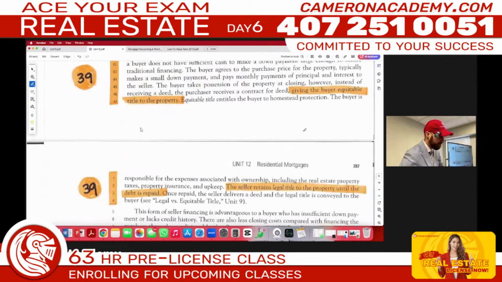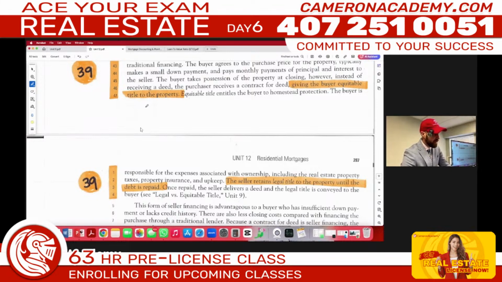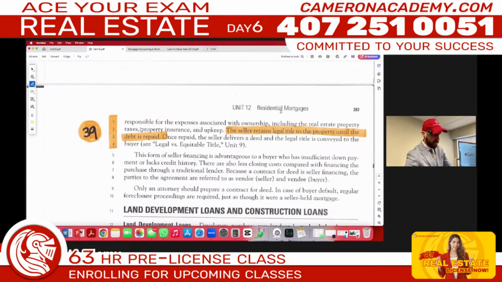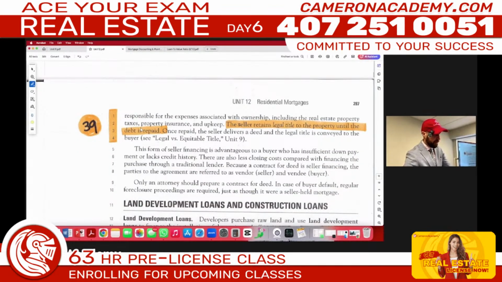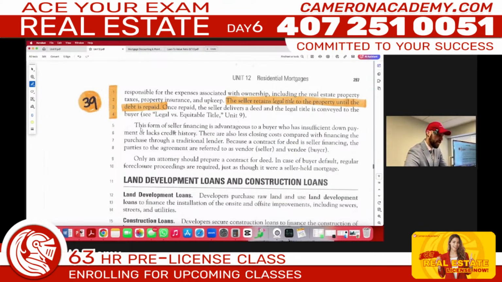And it's called contract for deed. It gives the buyer equitable title in the property. If you remember what equitable title is, it basically means they're going to receive ownership rights at a later date, but it also gives them the ability to homestead the property. That contract still gives them the ability to homestead. You'll see that as the next sentence. If you go to the next page, page 287, the seller retains legal title to the property until the debt is repaid. I just mentioned that to you, but it's part of the question you're going to be tested on.